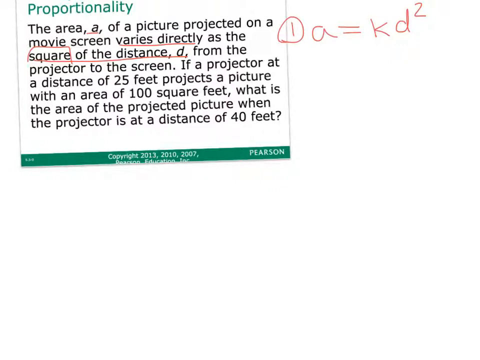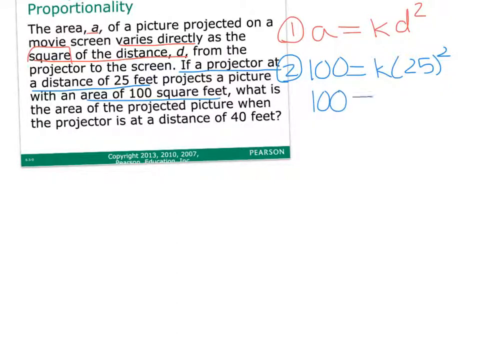Now, in the next sentence, they should give you some information so that you can figure out what your k value is. So let's check it out. If a projector at a distance of 25 feet, so that's your distance, which was D, projects a picture with an area of 100 square feet. That's your A. So I'm going to stop there. Even though the sentence goes on, I'm going to use that information to figure out my k. All right, so the first thing I'm going to do is square my 25. If I take 25 squared, I get 625.